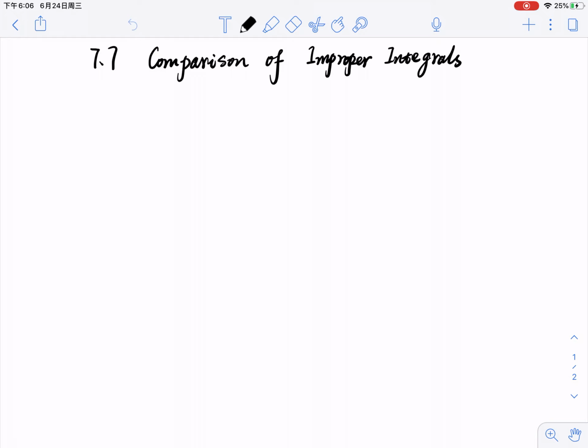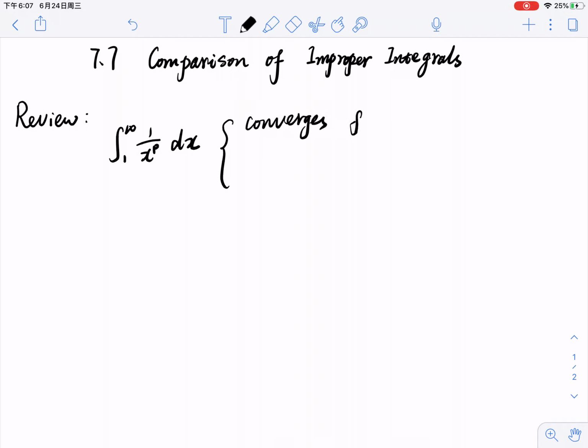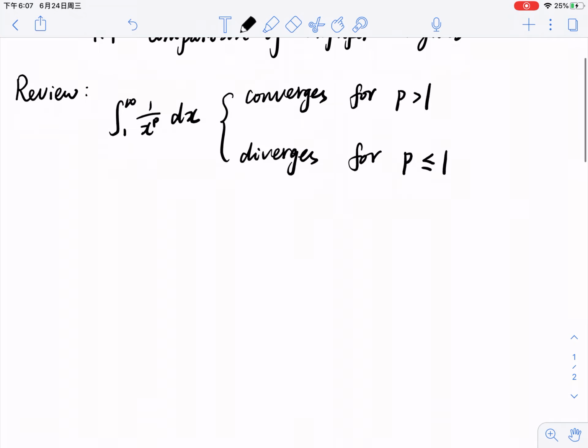Before we start this section, we review two important improper integrals that we did in the last section. The integral of 1 over x to the p, from 1 to infinity, dx, converges for p greater than 1, and diverges for p less than or equal to 1.